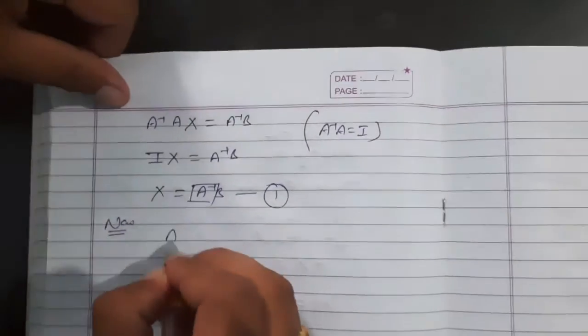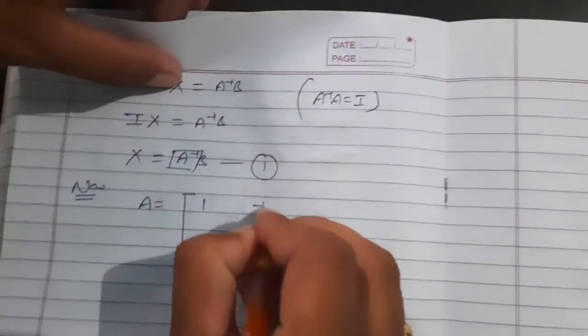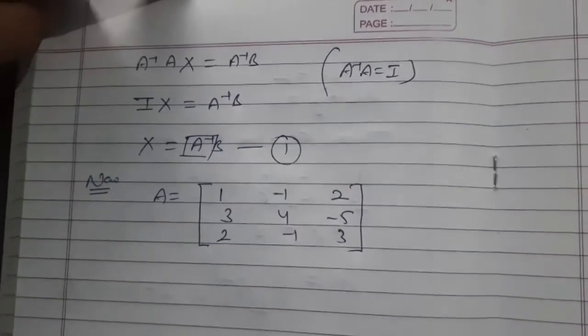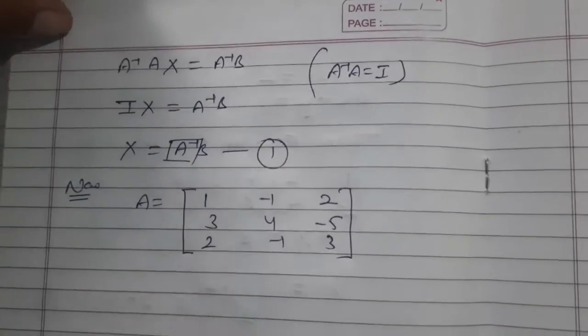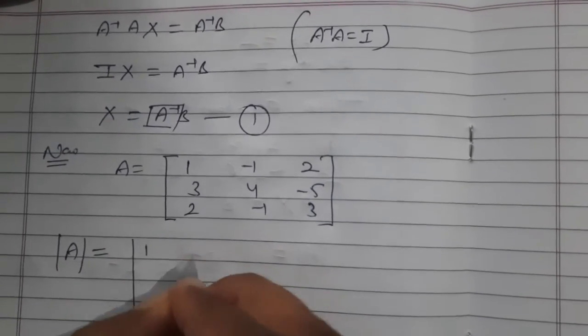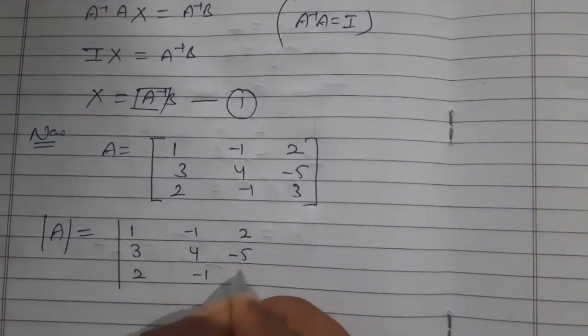Inverse of a matrix. What is the A matrix? Let's write it again. 1, minus 1, 2; 3, 4, minus 5; 2, minus 1, 3. And this is the matrix A. Now, first of all, find its determinant.